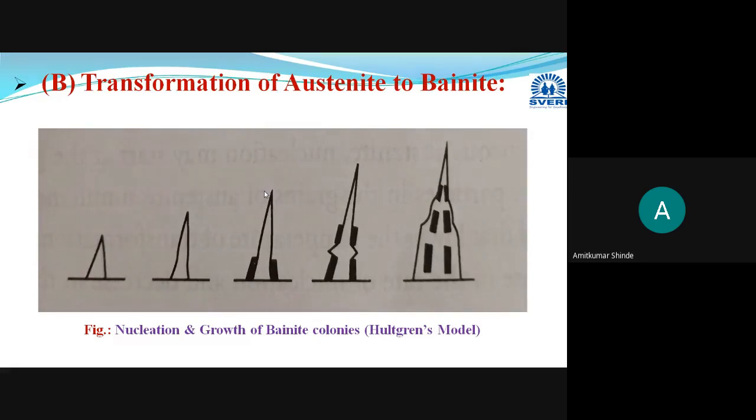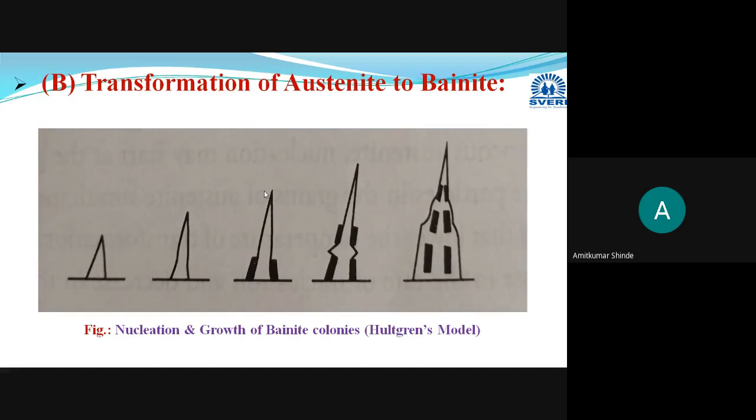Now when you compare pearlite and bainite, pearlite will be softer as compared to the bainite. Bainite will be harder. And in bainite, two types, upper bainite and lower bainite, will be there. In that, lower bainite will have more hardness.